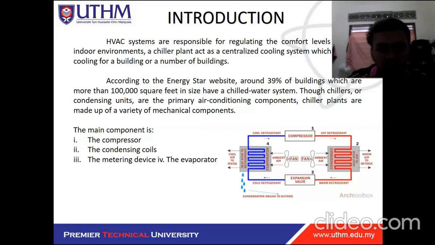According to the Energy Star website, around 39% of buildings which are more than 100,000 square feet in size have a chilled water system and use a chiller or air conditioning units. The main components in HVAC are the compressor, the condensing coils, the metering device, and the evaporator. So there's a simple sketch of the HVAC system.